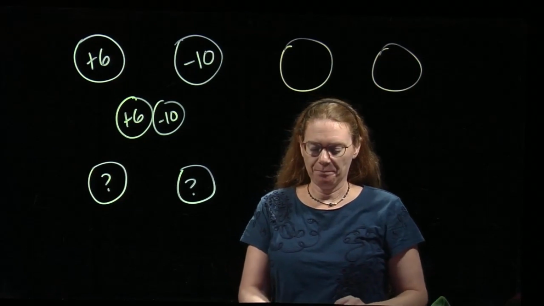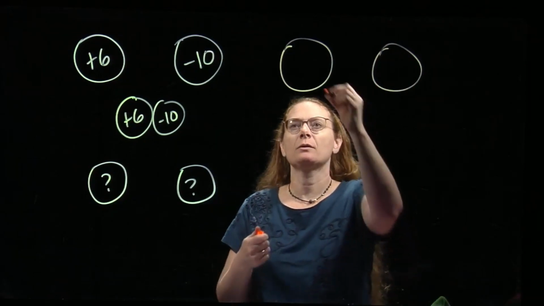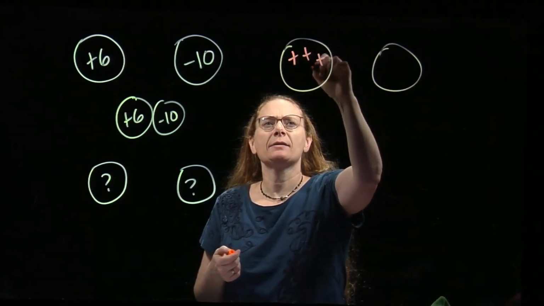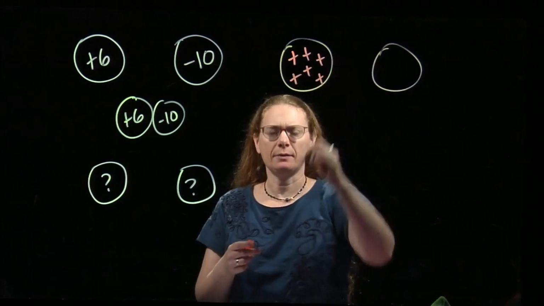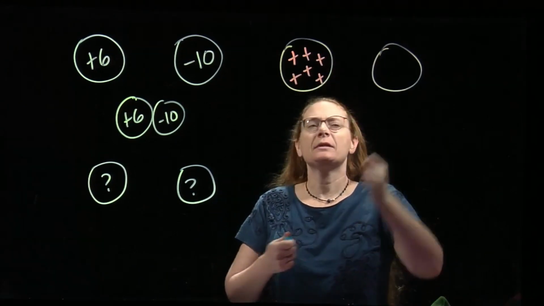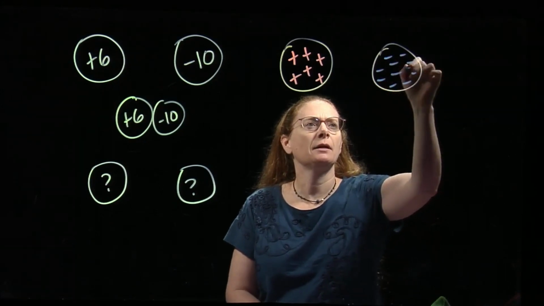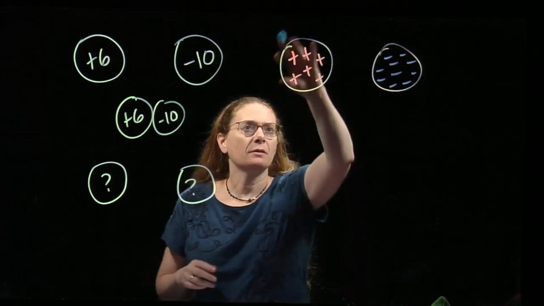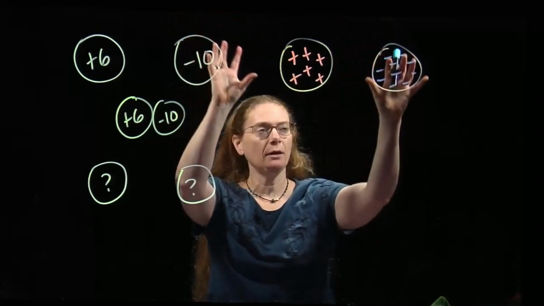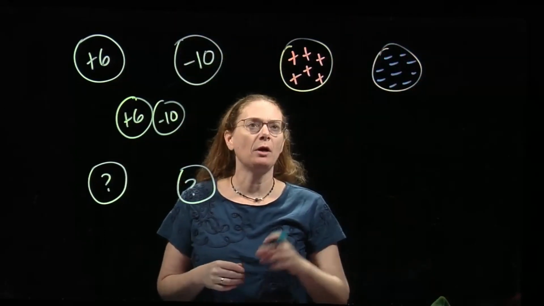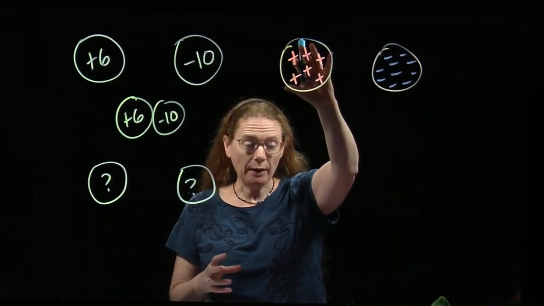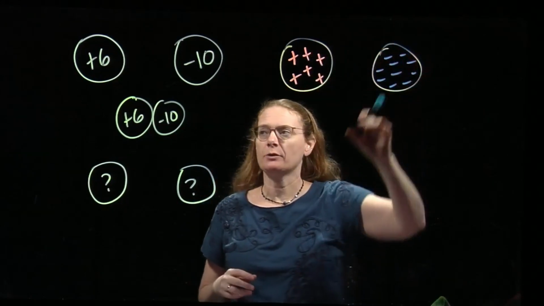So if I have a +6 and a -10, okay, I'm going to do this in terms of charges. Let's do this. So I have 6 positives on this, and I have 10 negatives. 1, 2, 3, 4, 5, 6, 7, 8, 9, 10. And if these are metal balls, they're spread out evenly over those metal balls because all these positives are repelling each other. All the negatives are repelling each other.